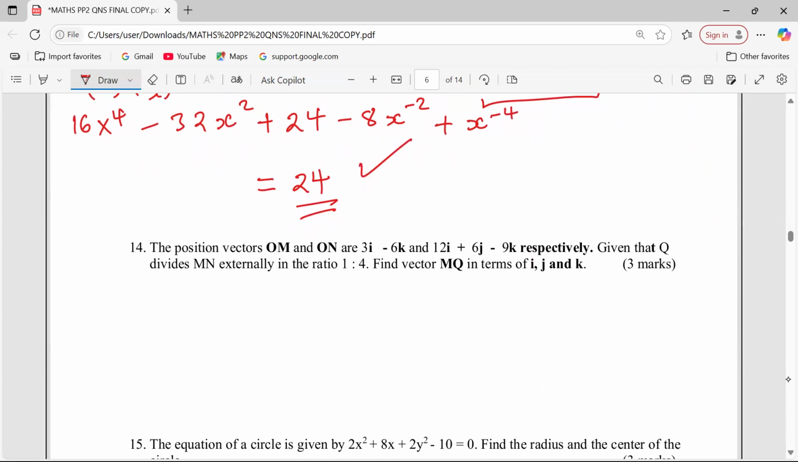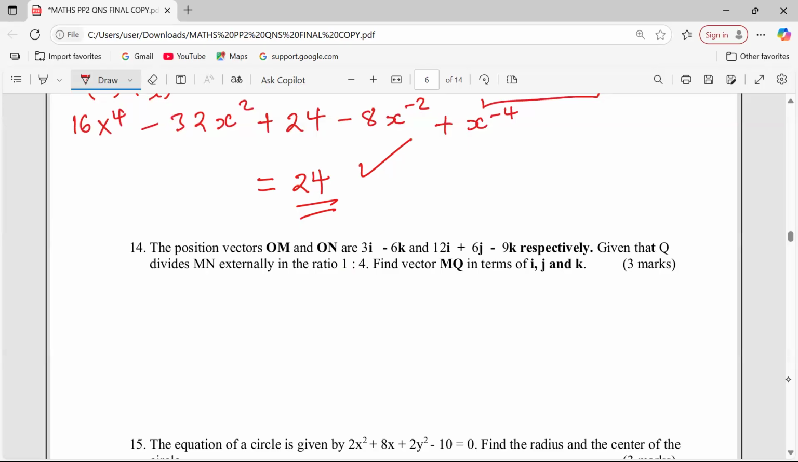The position vectors OM and ON are 3i minus 6k and 12i plus 6j minus 9k respectively. Given that Q divides MN in the ratio 1:4 externally, find the vector QM in terms of i, j, and k.